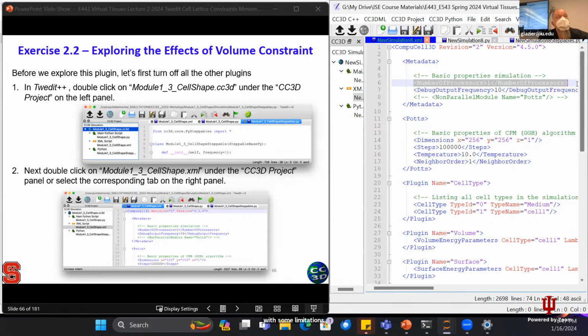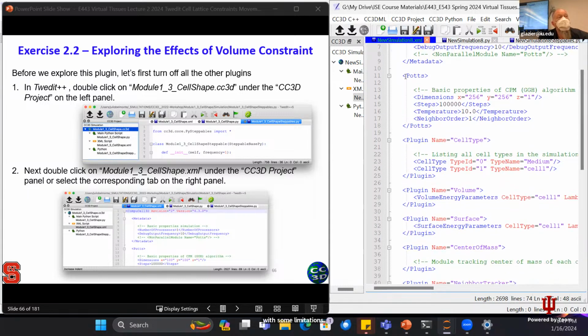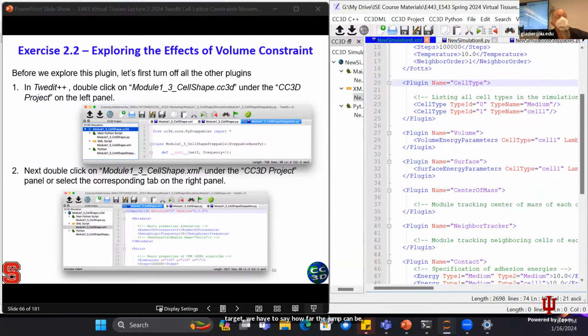And that works pretty well. Now we have this block called Potts that says we're on a lattice that's 256 by 256. We're running it for a long time. Fluctuation amplitude is 10. Neighbor order we didn't talk about, but when we pick a site and its target, we have to say how far the jump can be. That's what that is. We have a cell type list. We only created one cell type, Cell1 in this case. There's always a cell type Medium. If we don't have anything defined, it's blank, that's medium.